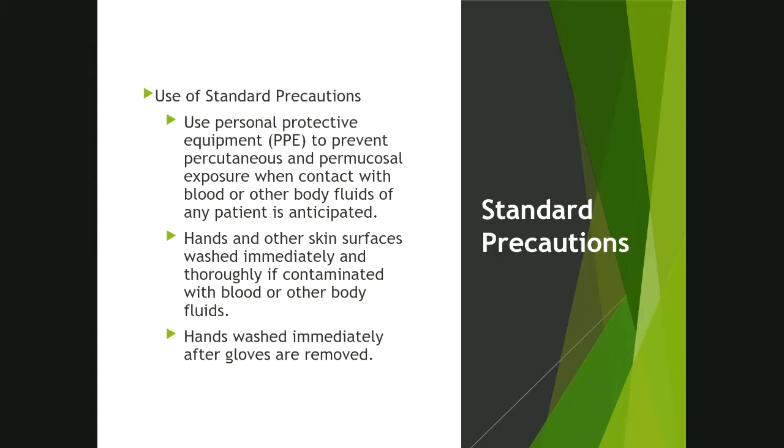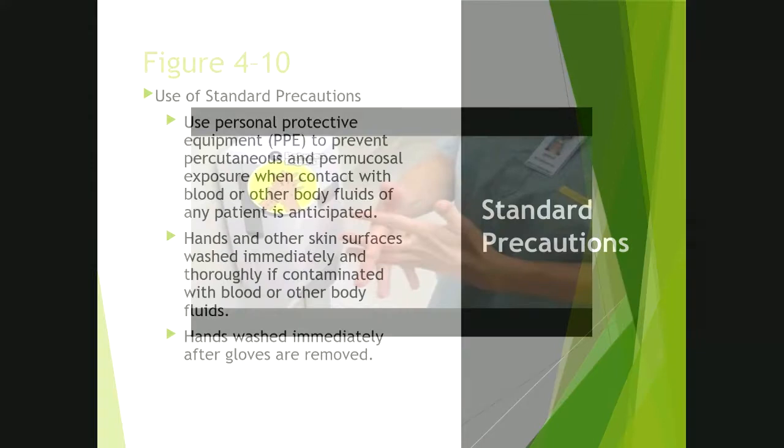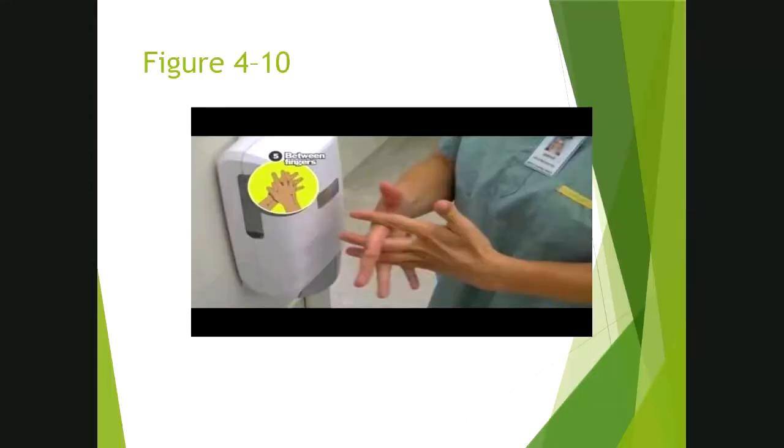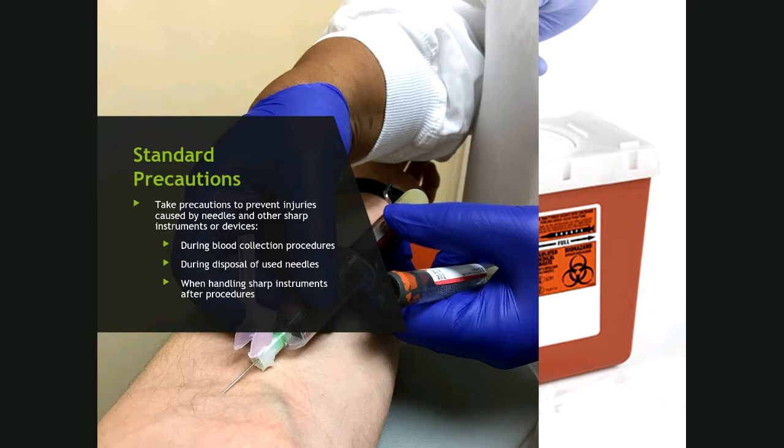Use of standard precautions: personal protective equipment to prevent exposure when contact with blood and other bodily fluids of a patient is anticipated. Hands and other skin surfaces washed immediately and thoroughly if contaminated, and hands washed immediately after gloves are removed. This is a figure. It goes over hand washing with the use of an alcohol-based hand sanitizer. I will post this video in this chapter folder. Again, standard precautions, taking precautions to prevent injuries caused by needles and other sharps instruments.